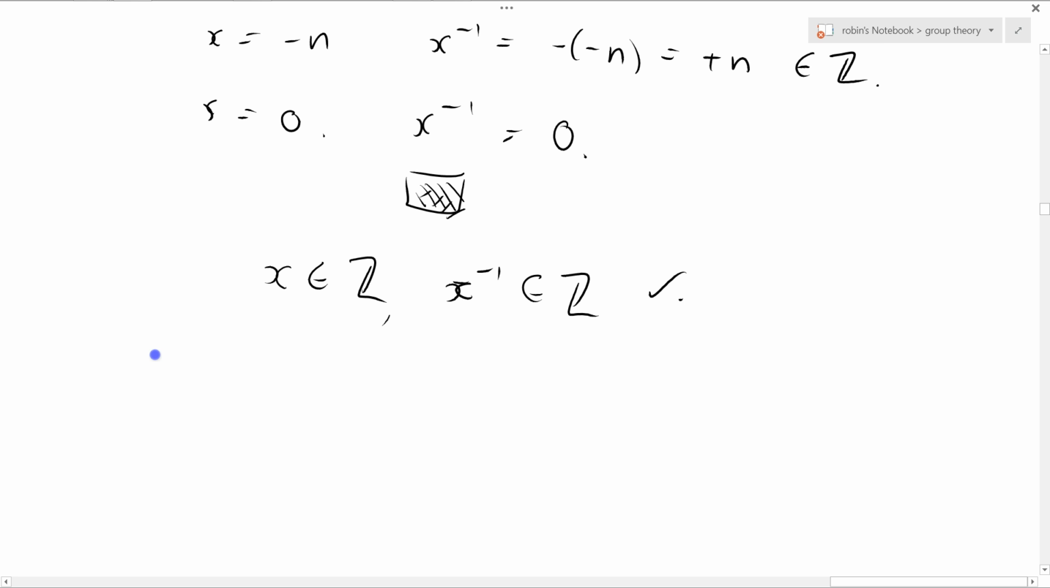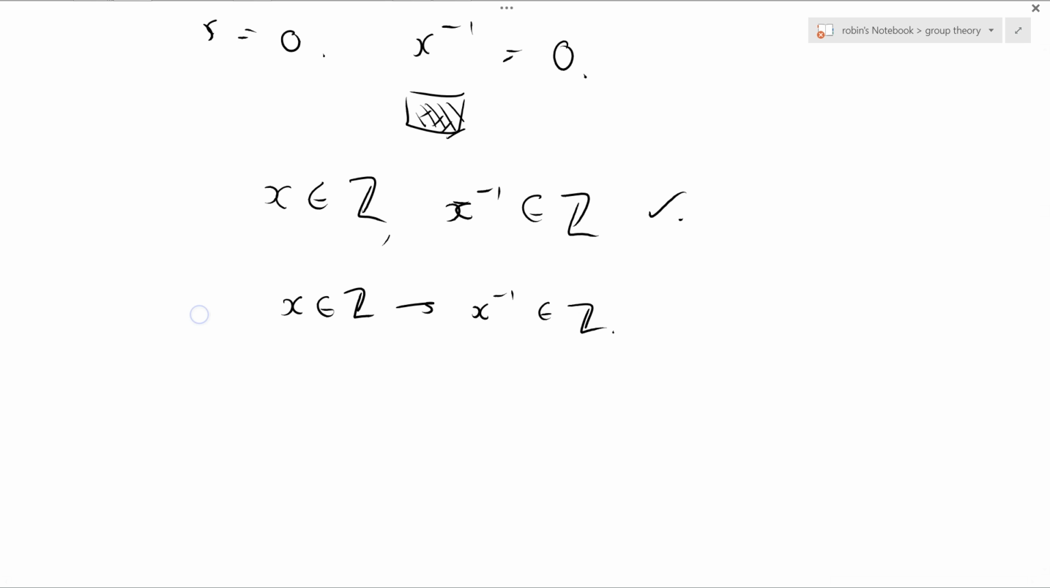Sorry, a little bit of a glitch there. So we've established that if x is in Z, then x^-1, which is minus x, is also in Z. The other one we need to check is this.